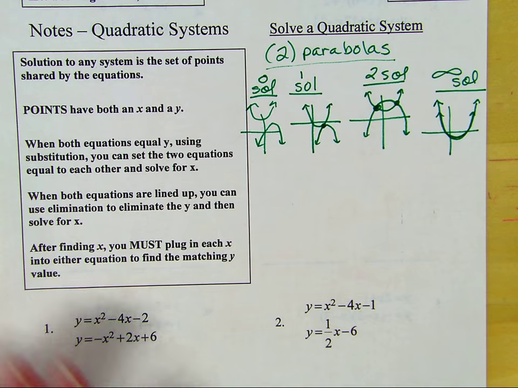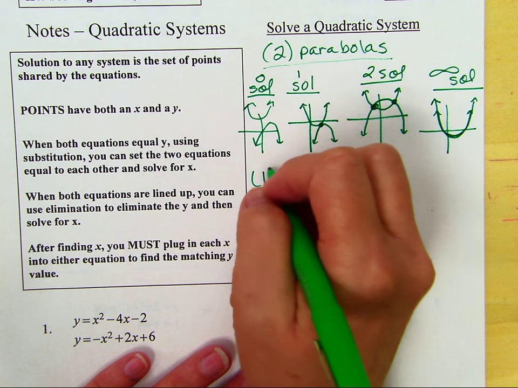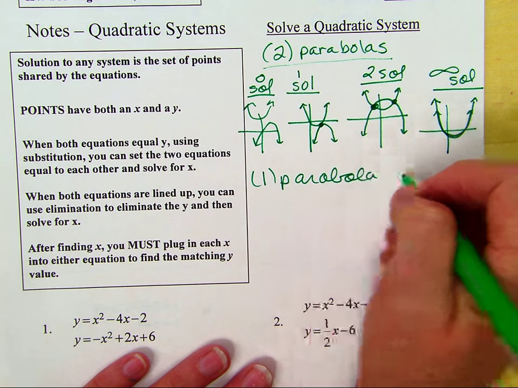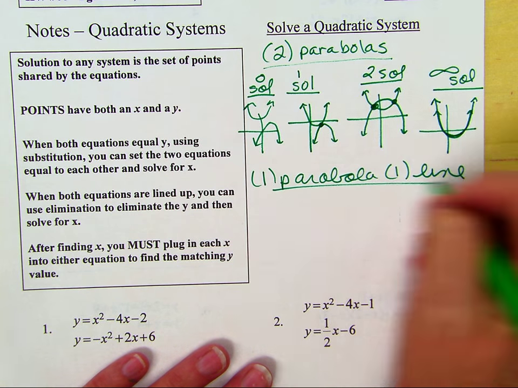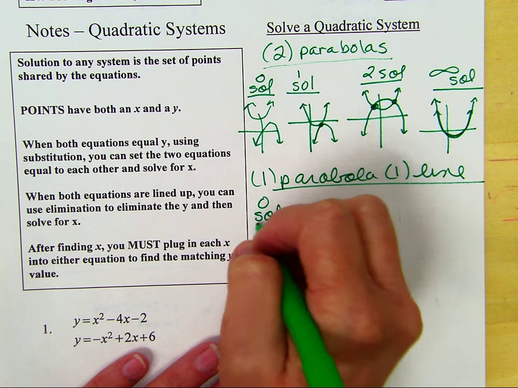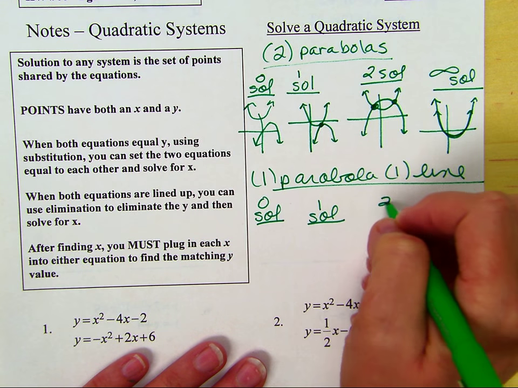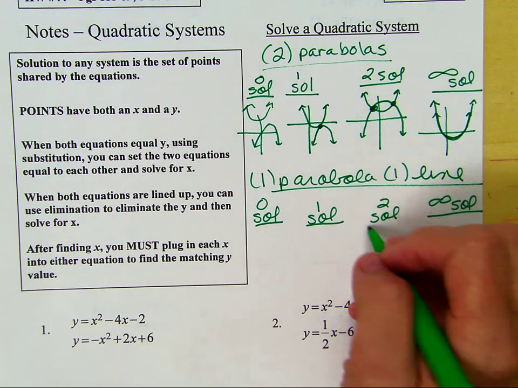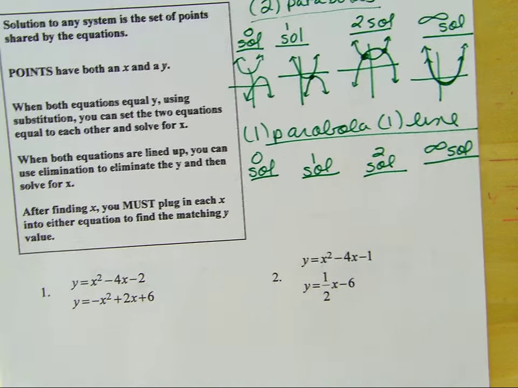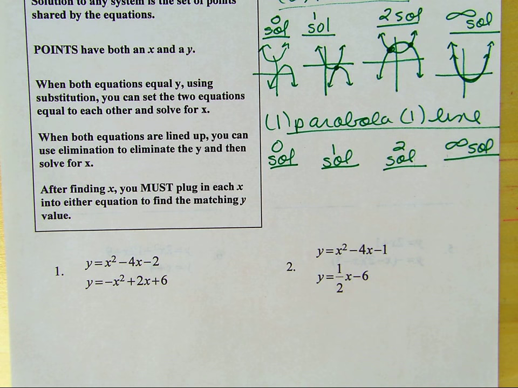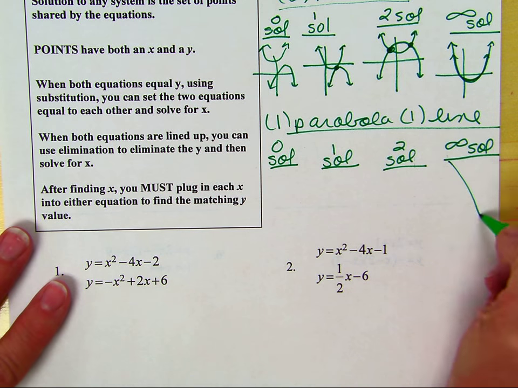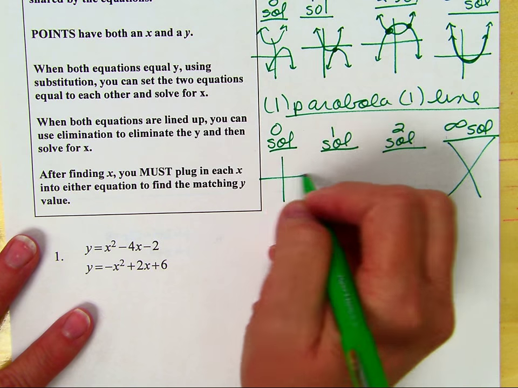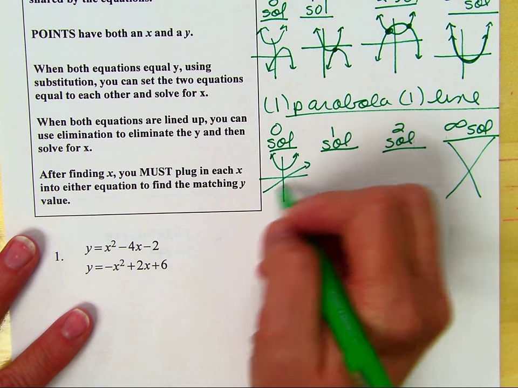Okay? We're also going to be looking at systems that have one parabola and one line. Okay, so we're going to explore. Can it have no solutions? Can it have one solution? Can it have two solutions? Can it have infinite solutions? All right. Which one of those you think is going to be possible? All of them? No. Which one you think's out? Yeah, you can't have a line and a parabola that share every point. That would be impossible. So to have zero solutions, we might look like this, right?